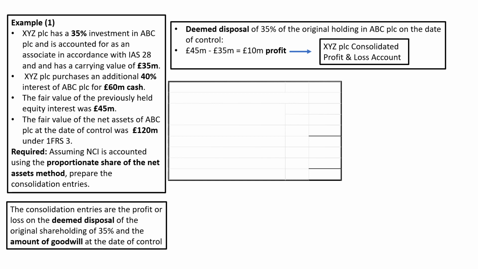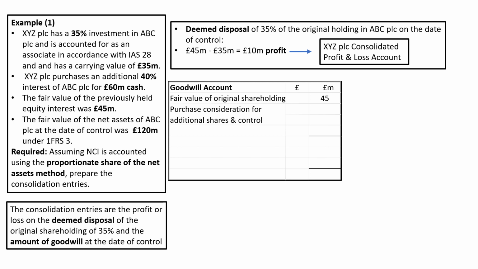The second working is to calculate the amount of goodwill. So we open up a goodwill account and start off with the fair value of the original shareholding, which was $45 million. We then add in the purchase consideration paid for the additional shares and control, which we are told is $60 million. And then we've got to work out the value of the non-controlling interest.